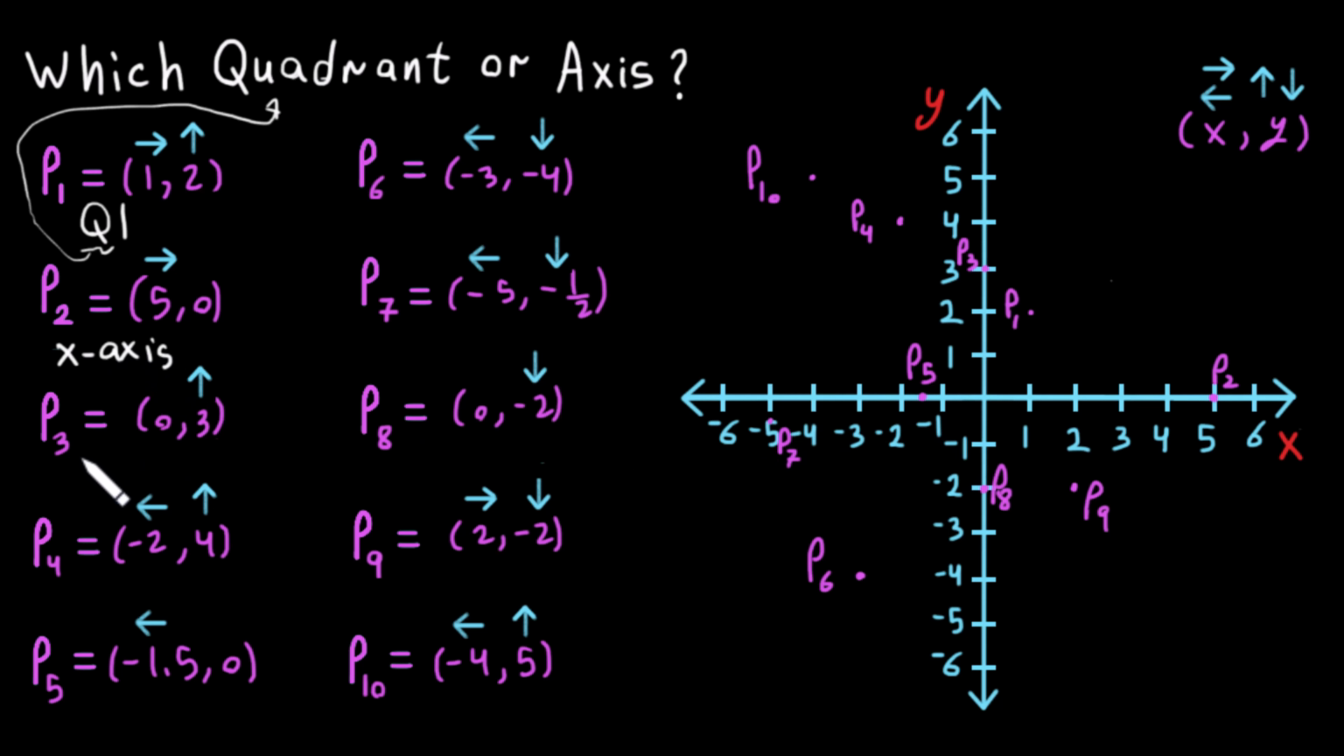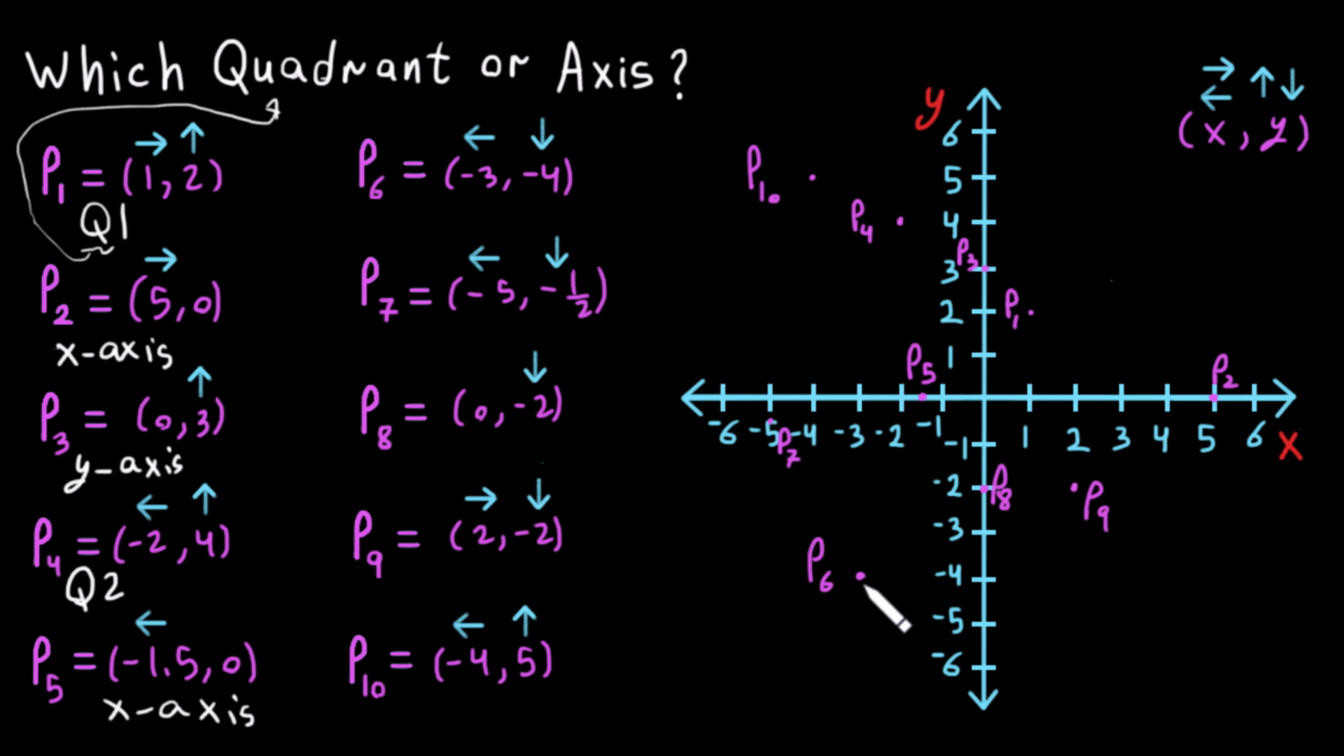The third point, which is (0, 3), is here: 0, then up 3. This point is on the y-axis, so I will write y-axis. It's very simple to decide which quadrant or axis the point is on. P4, (-2, 4), is here, in the second quadrant, so I write Q2. The fifth point, (-1.5, 0), is here, P5. This is on the x-axis, so I will write x-axis.